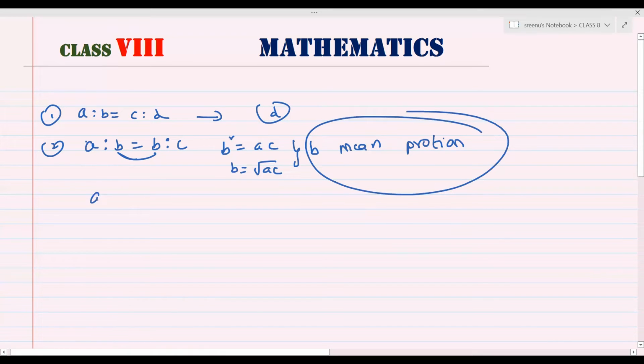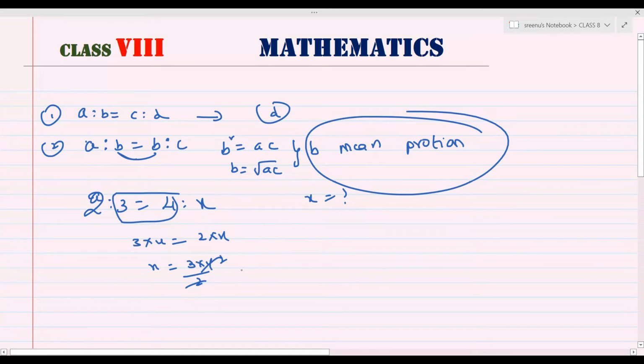So you are given a question like this: 2:3 is equal to 4:x. You are asked to find the value of x. Then what will you do? Same formula. Multiply the middle two terms. 3 into 4 is equal to 2 into x. x is equal to 3 into 4 by 2. You will get 6.